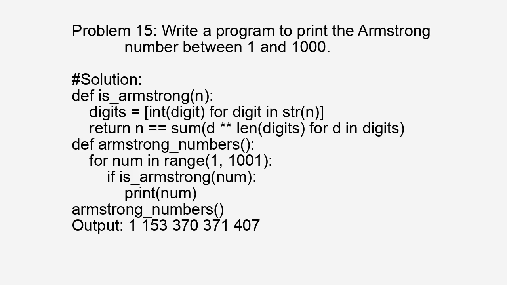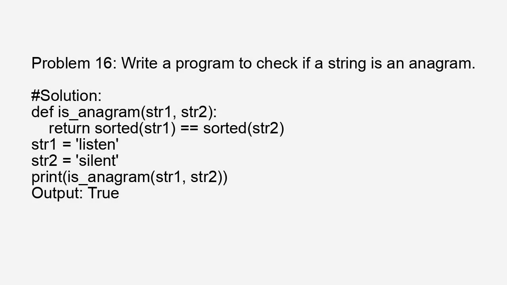Problem 15. Write a program to print the Armstrong numbers between 1 and 1000. # Solution. def is_armstrong(n): digits = [int(digit) for digit in str(n)]. return n == sum(d ** len(digits) for d in digits). def armstrong_numbers(): for num in range(1, 1001): if is_armstrong(num): print(num). armstrong_numbers(). Output: 1, 153, 371, 407.